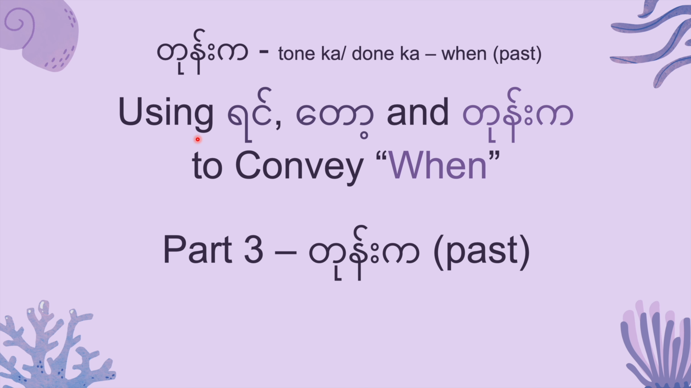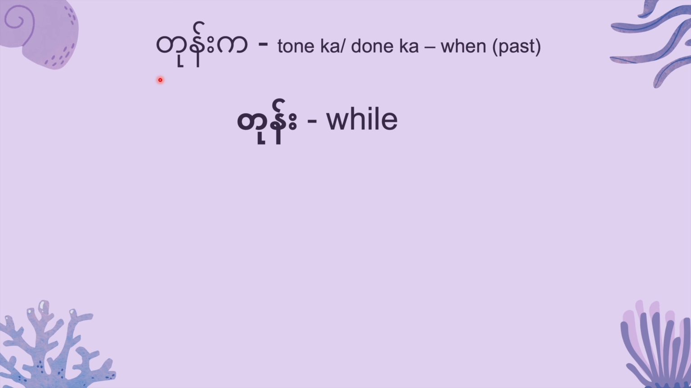This is part 3 of the video on how to use yin, to and donga to convey "when." I have made videos for yin and to, and now this video is about how to use donga for when. It is written as donga, but when you really speak it becomes more like a D sound. It is used as "when," especially for past events. Before we dive into the examples for donga, let me explain dong and ga separately.